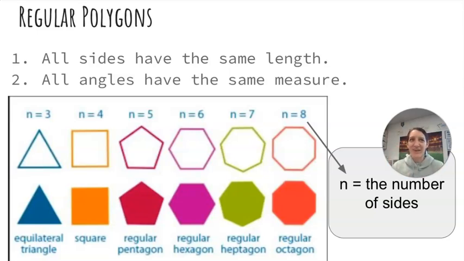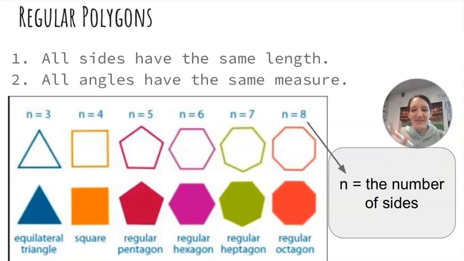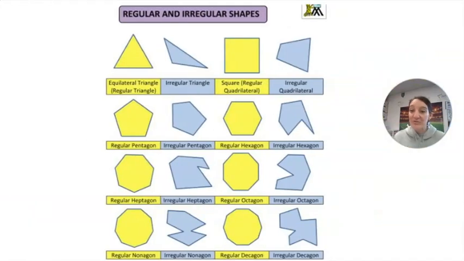Well, it's the opposite of a not regular polygon, or like a weird polygon, I guess. So, the mathematical definition of a regular polygon is that all the sides are the same and all the angles are the same inside. So these are all regular polygons, where the blue ones are irregular polygons.